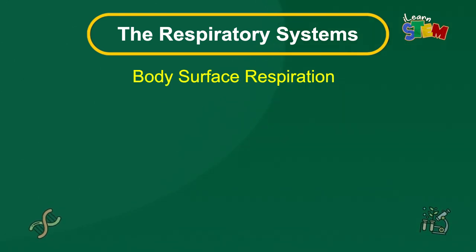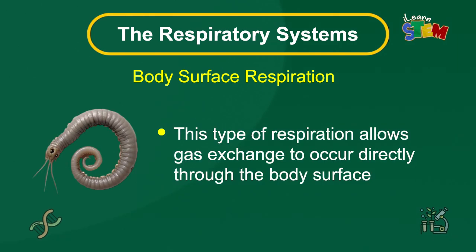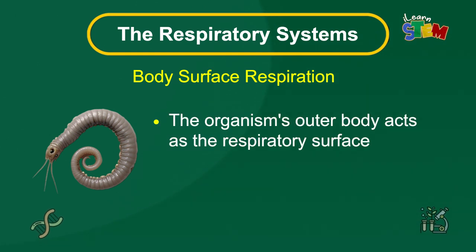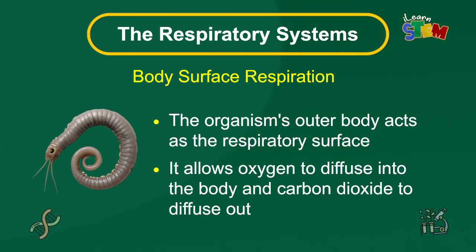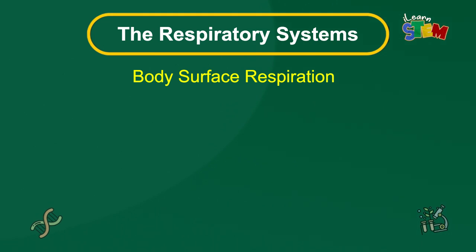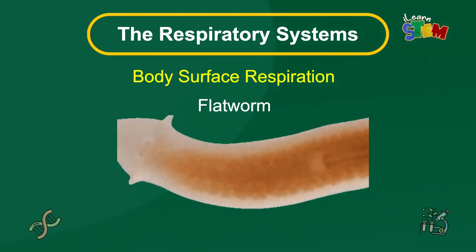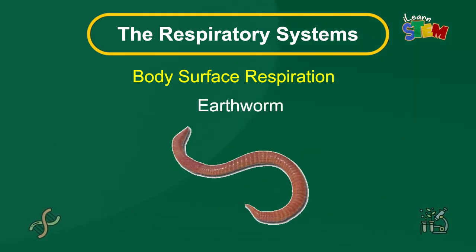Let's look at the body surface respiration. In this type of respiration, gas exchange occurs directly through the body's surface. The organism's outer body acts as the respiratory surface, allowing oxygen to diffuse into the body and carbon dioxide to diffuse out. This type of respiratory system can be found in flatworms and earthworms.